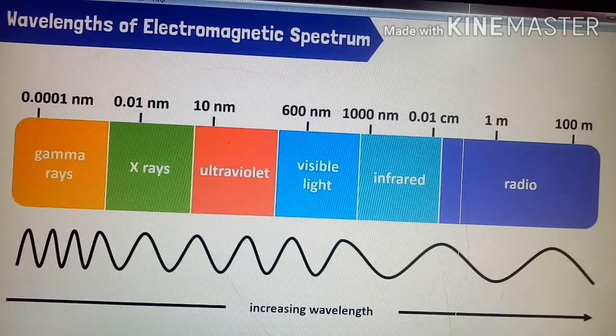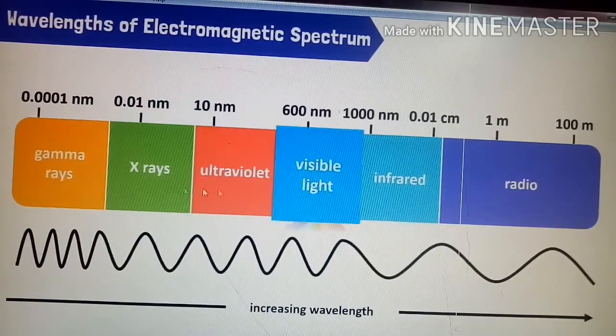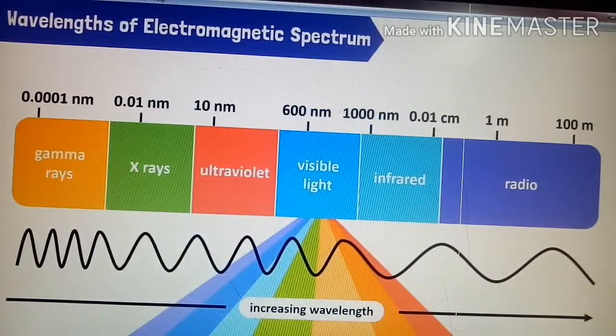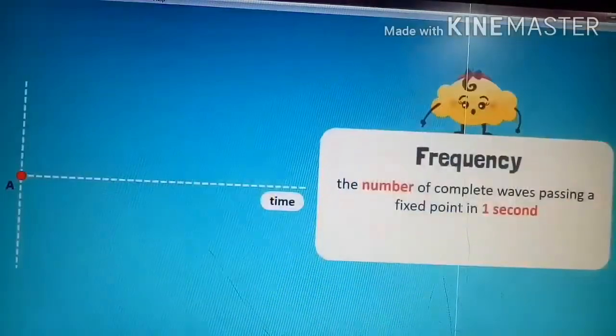Infrared ranges from 1000 nanometer to 0.01 centimeter, and radio waves are from 1 meter to 100 meters. So these electromagnetic spectrum waves are arranged according to increasing wavelength. So keep in your mind, look at that, the wavelength. So X-rays, look at the visible light, a combination of 7 colors, and the last one is the radio, with the highest wavelength.